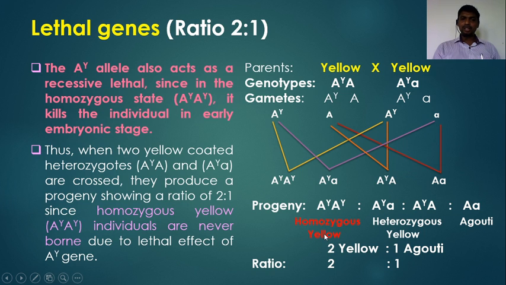Thus when two yellow coated heterozygotes, that is AY, AY, small a, are crossed, they produce progeny showing a ratio of 2:1. Since homozygous yellow, capital AY, individuals are never born due to the lethal effect of the AY gene, the death of this homozygous yellow individual having the allele capital AY causes the ratio to be modified into 2:1. So this is about the lethal gene.